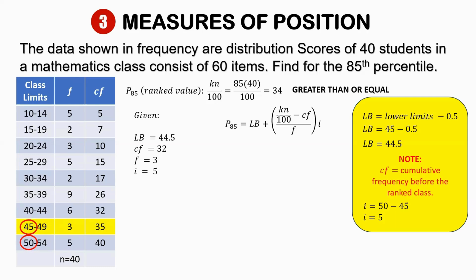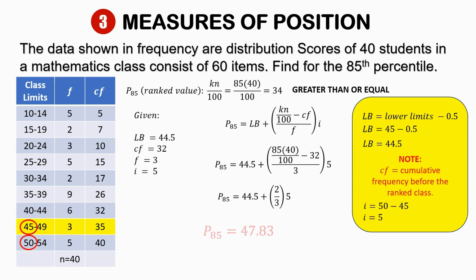By the data gathered, let us substitute those values into our formula. So we have 44.5 plus 85 times 40 over 100 minus 32, divided by 3, multiplied by 5. Simplifying the values inside the parentheses, that is equal to 2 over 3. Multiplied by 5 and then added to 44.5, that is equal to 47.83. Thus, 85% of the scores are less than 47.83.